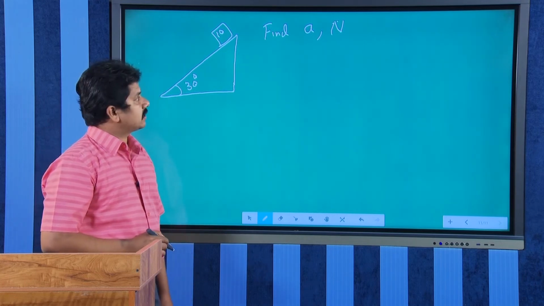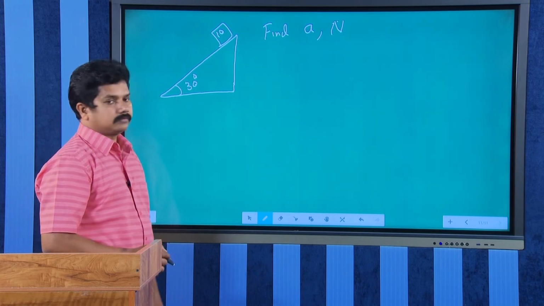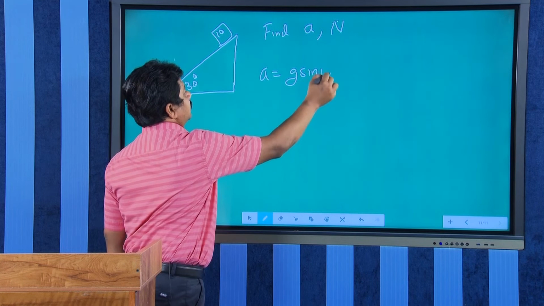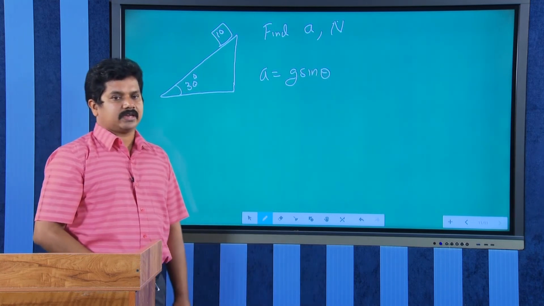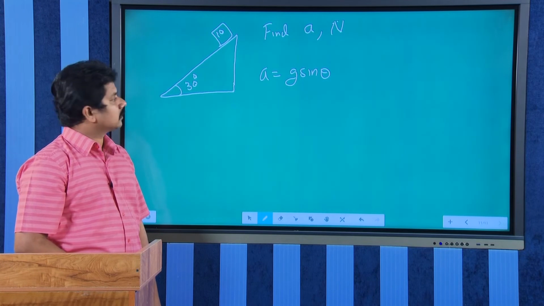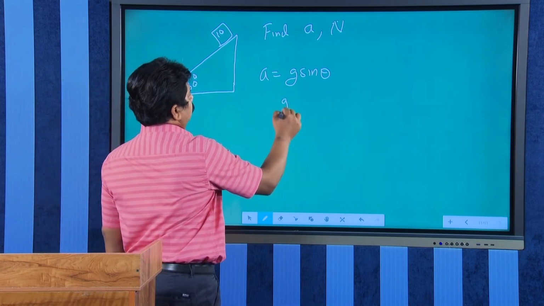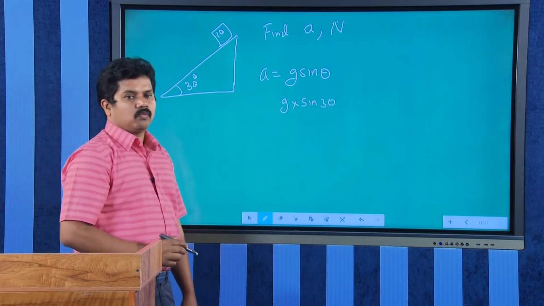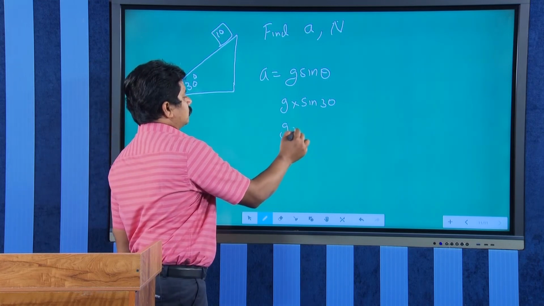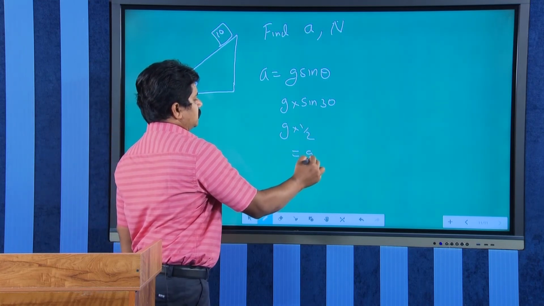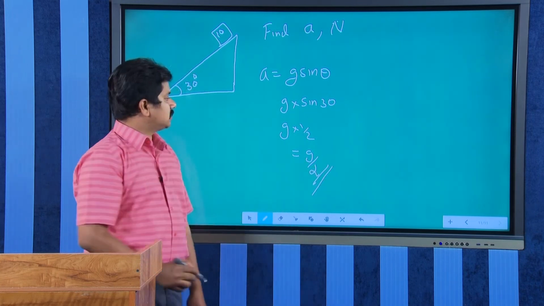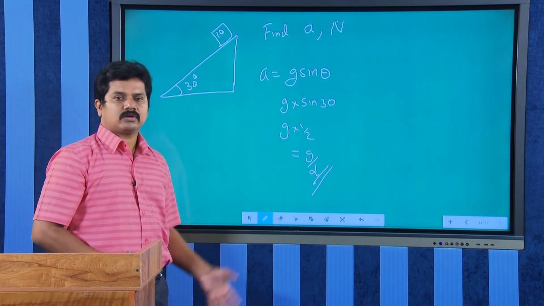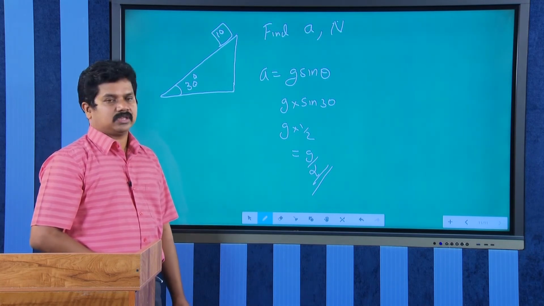So, what is the expression for acceleration? A equal to g sin theta. So, how much? G into sin 30. Sin 30 is 1 by 2. So, g into 1 by 2, that is g by 2. So, g by 2 is the acceleration. If we take g as 10, it will be 5, or we can leave it as g by 2.